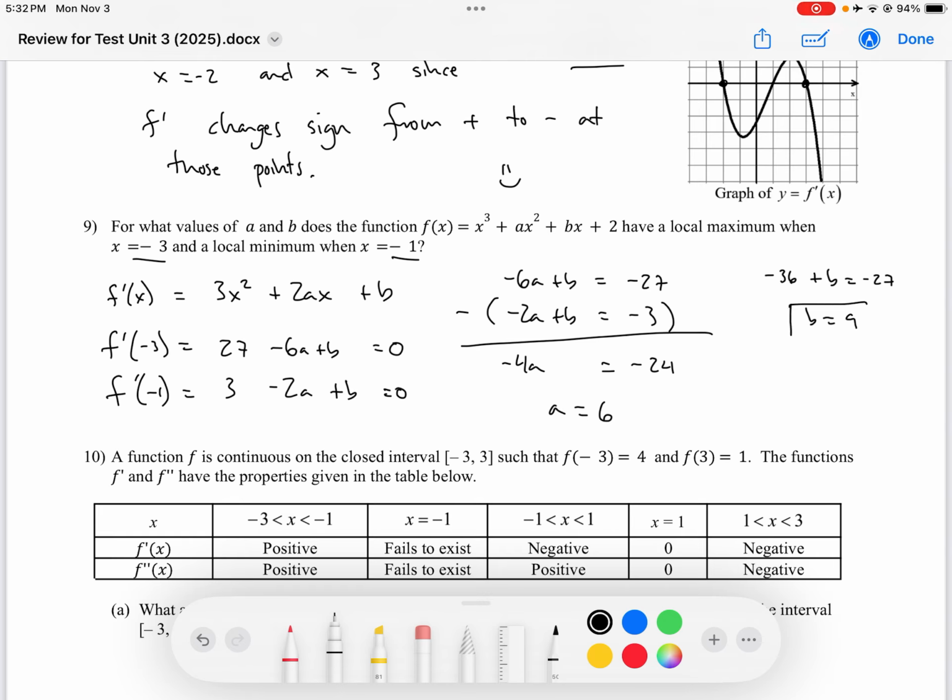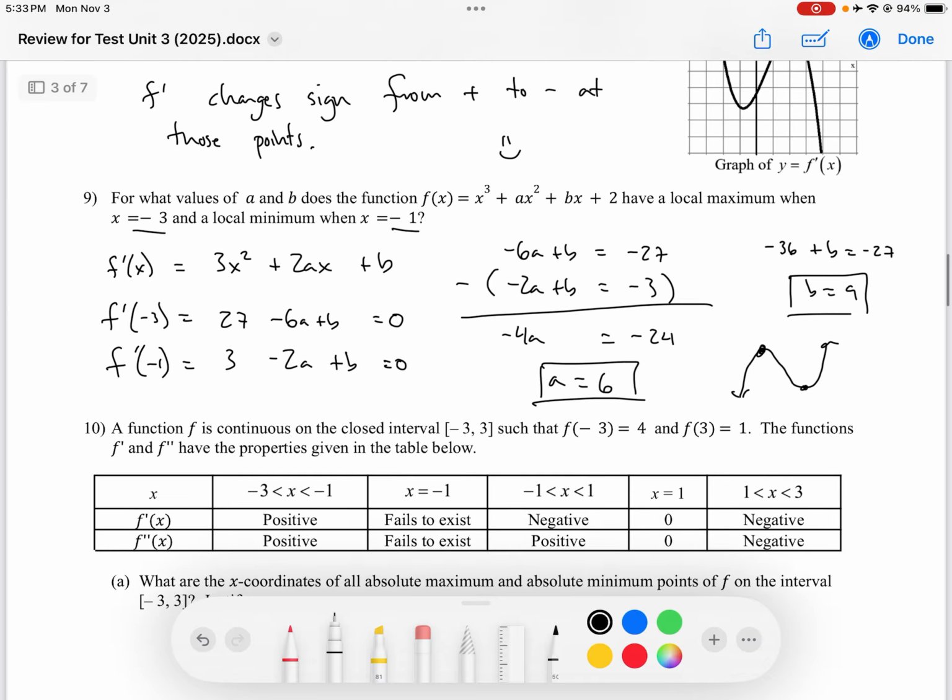So those should be the values that will give this a local maximum and minimum at these points. And of course, f of x is a cubic that looks like this. So for sure the maximum is going to happen at negative 3 and the minimum at negative 1. We could show that, but I'm just going to stop at that point.